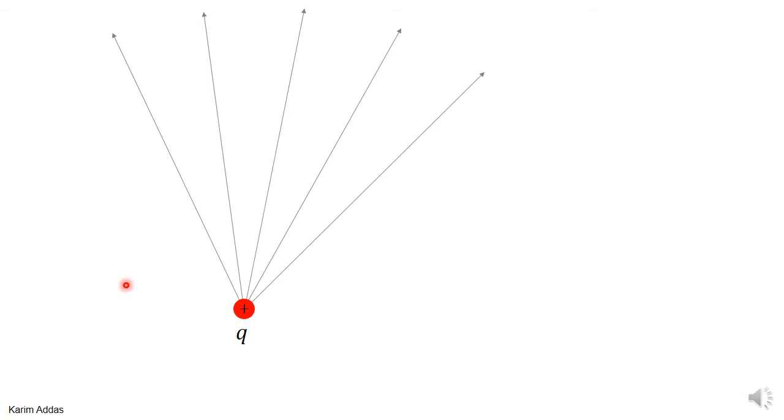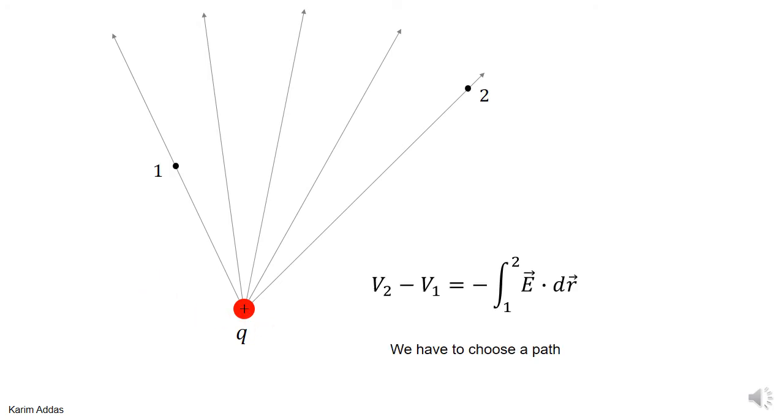We're going to show how to get the potential difference between 2 points using the integral formula. So let's take a point charge here at this point, Q, and we want to get the potential difference between point 2 and point 1. So we want to get V2 minus V1. And we know that the definition of the potential difference between 2 points, we showed that it's equal to minus the integration from 1 to 2 of E dot dr.